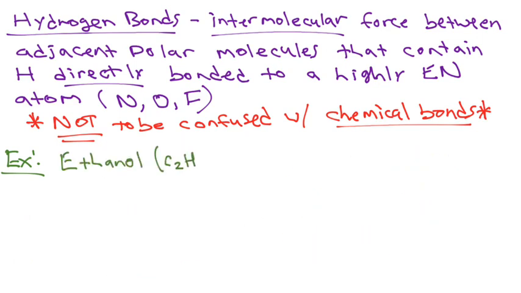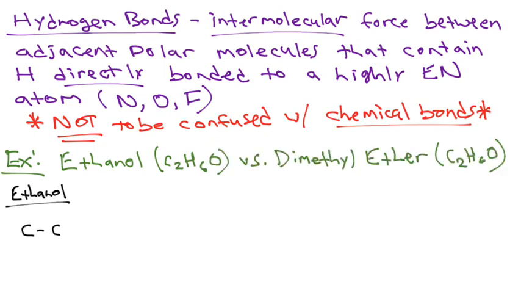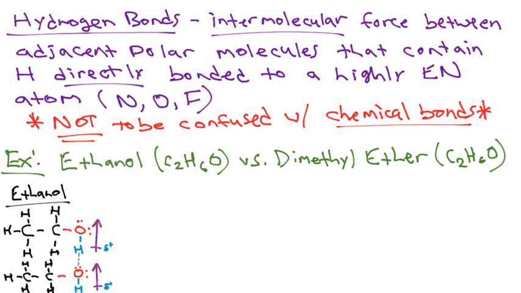Now let's look at an example of how hydrogen bonding affects the properties of a compound. So we're going to look at ethanol and dimethyl ether. They both have the same chemical formula, C2H6O, so that means they have the same molecular mass, but they have different polarities. Ethanol does form hydrogen bonds. You see the polarity vectors, if you will, drawn.